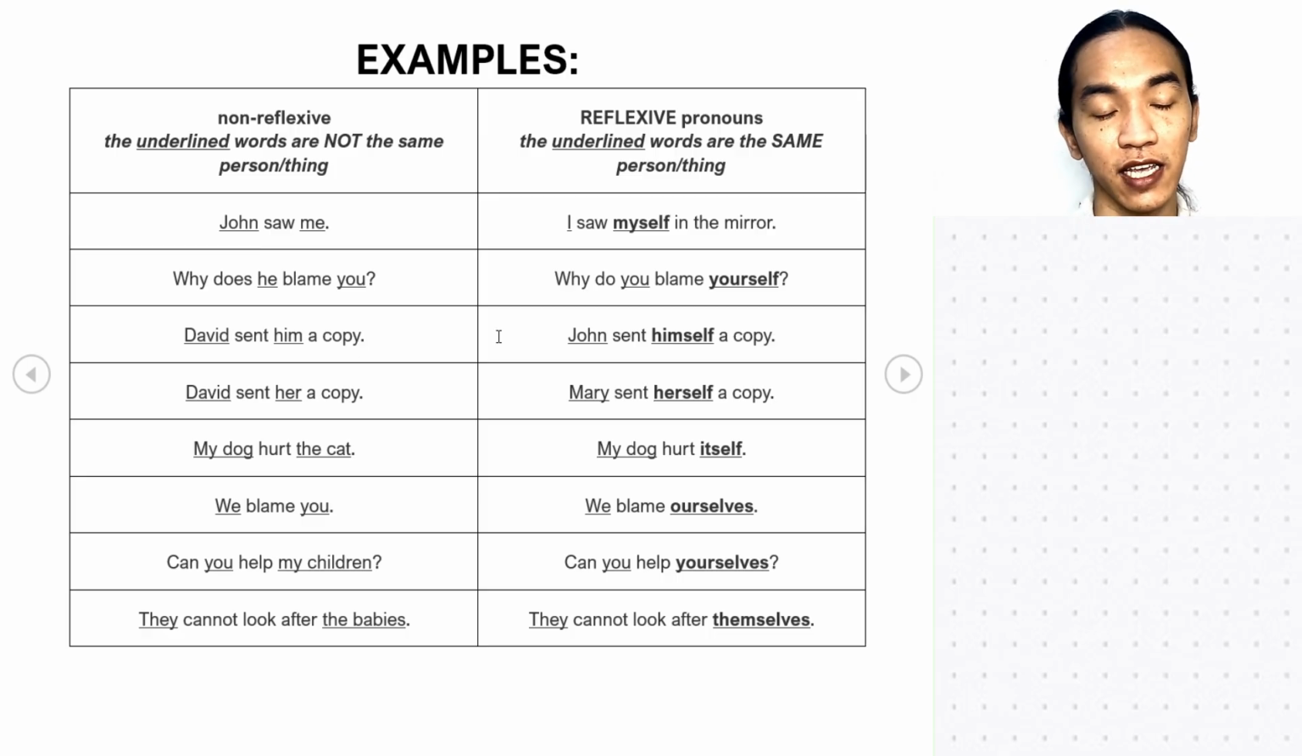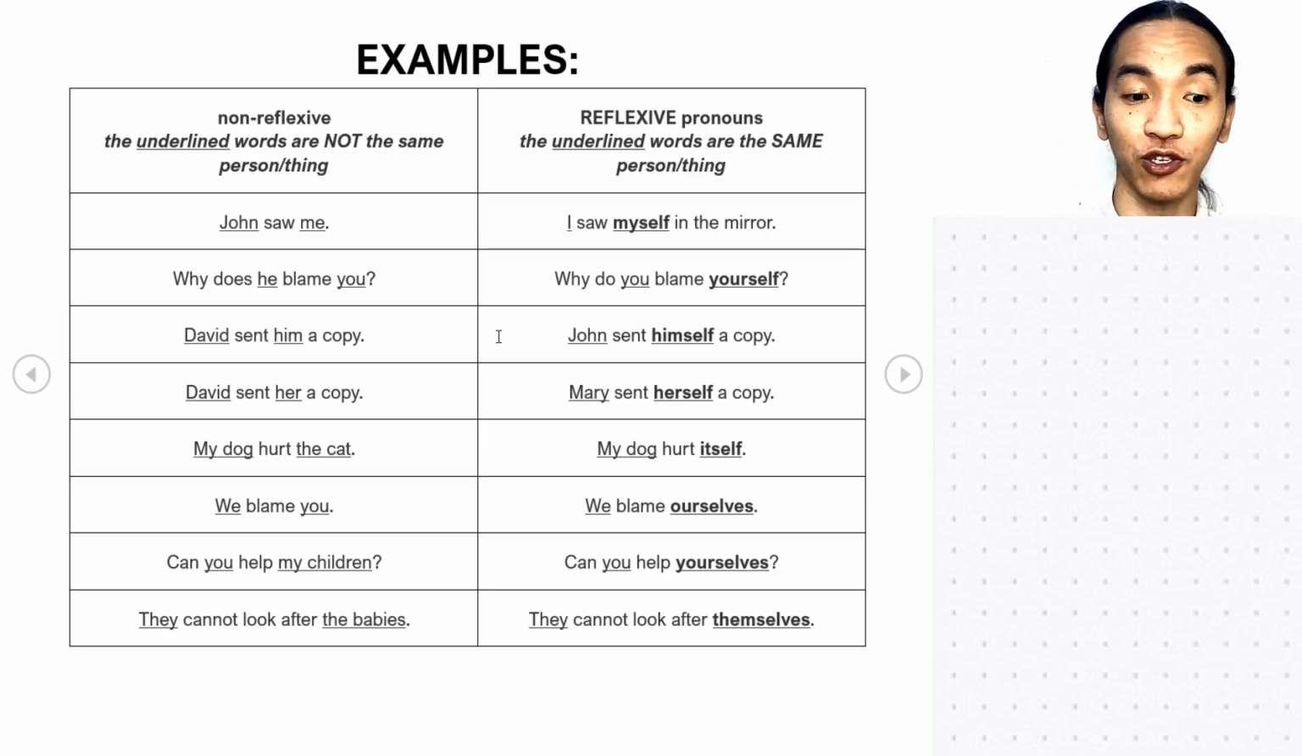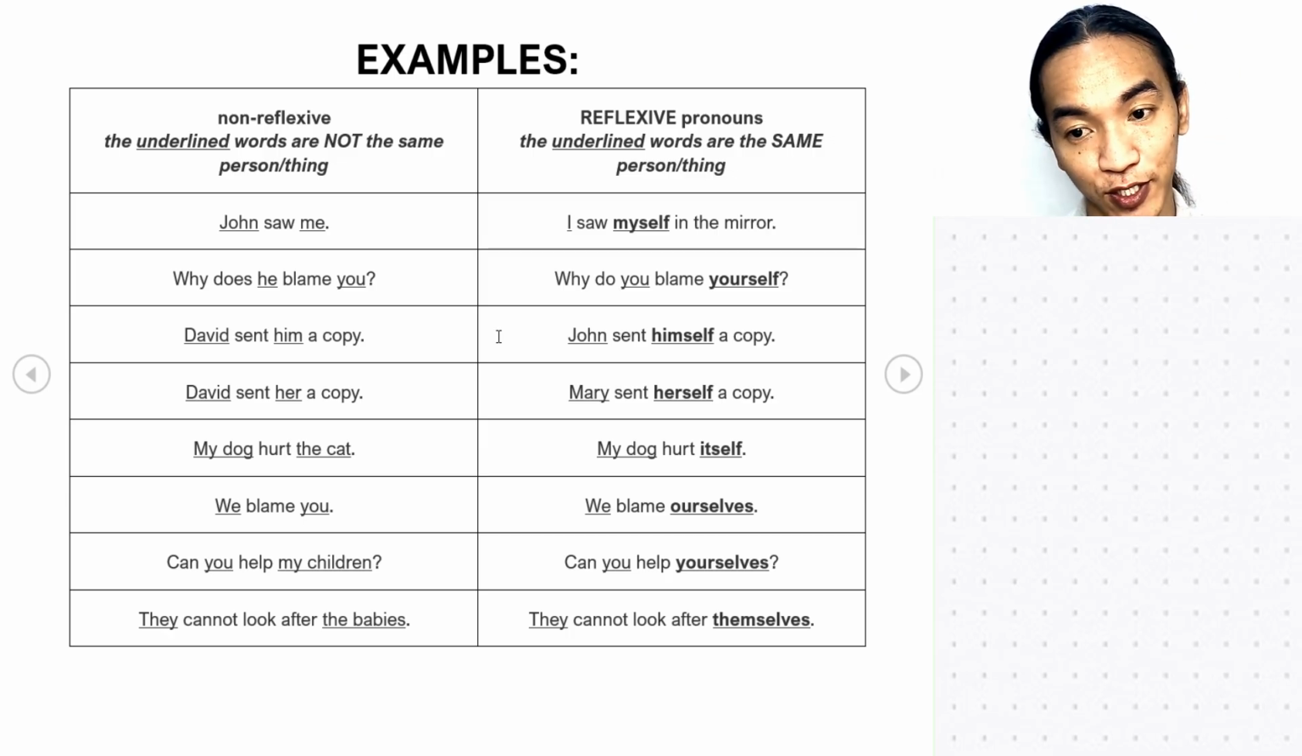On the other column, we have reflexive pronouns. The underlined words are the same person or thing. I saw myself in the mirror. I and myself are the same. So instead of saying I saw me in the mirror, we just use the reflexive pronoun myself to refer back to your subject, which is the same person or thing.